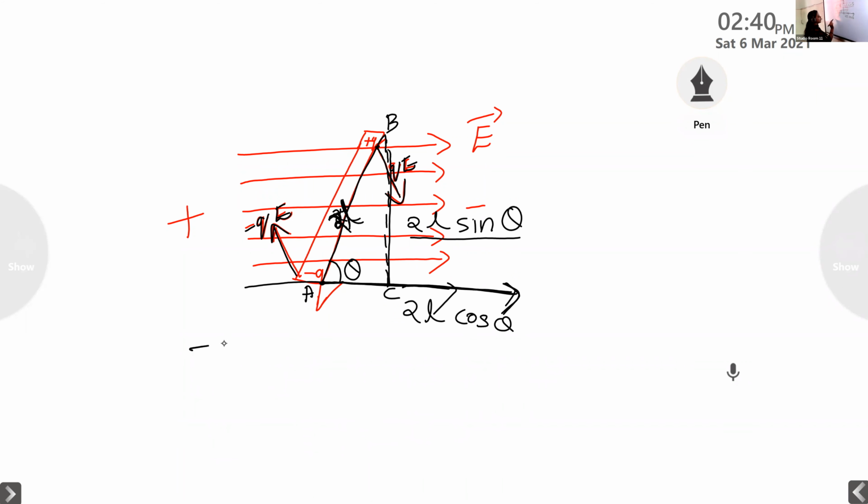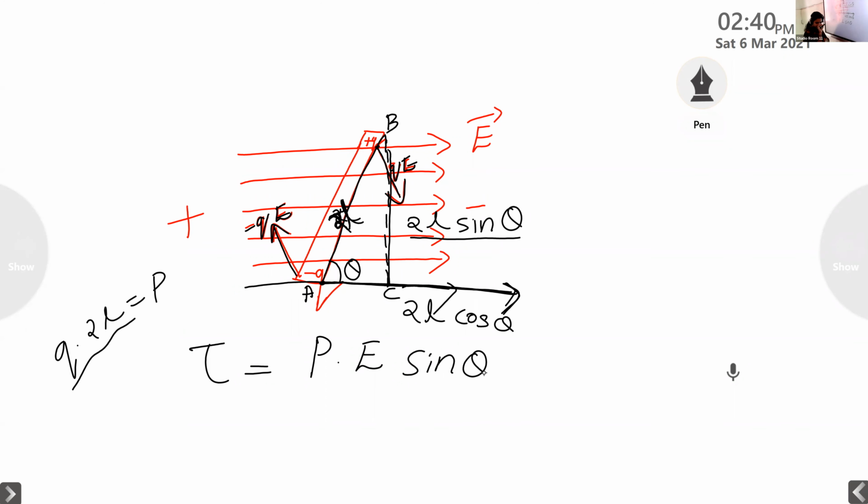So we can modify this equation for torque. Tau is equal to Q into 2L E sin theta, and instead of Q into 2L, which is equal to P, we can write tau is equal to P E sin theta.